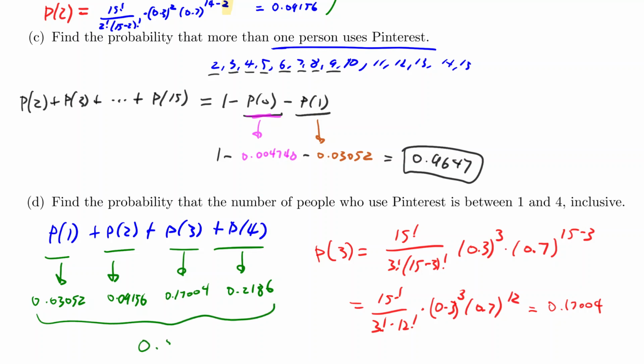So for this problem, we add all these 4 numbers. Then we get 0.5072, but we're rounding to 4 decimals, so this is good. So this is the probability that the number of people who use Pinterest is between 1 and 4 out of 15 people.